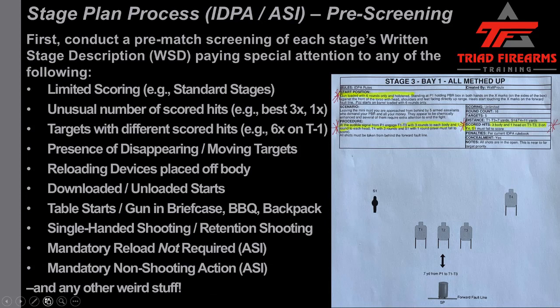So pre-screening. For major events, usually the matchbook is available to download ahead of time. I like to print these out to write on, and so I have a hard copy I can reference on the range. For local club level matches, if you get to the range early, you often can see the written stage descriptions before the match begins. Either way, first thing we want to do is conduct a pre-screening of each stage's written stage description, or WSD, paying special attention to any stages having the following.